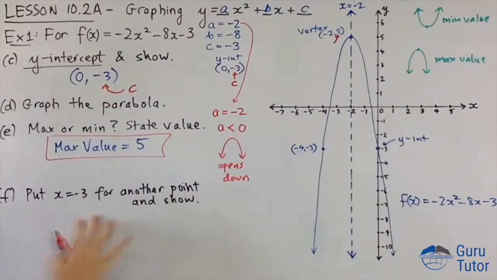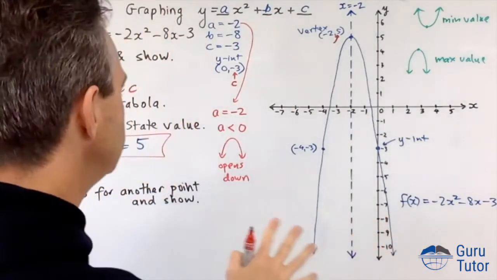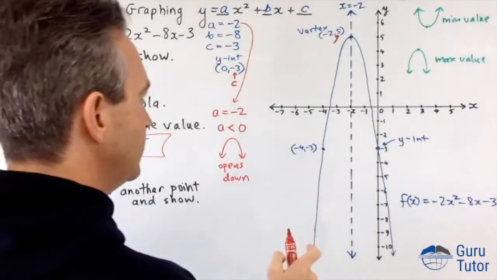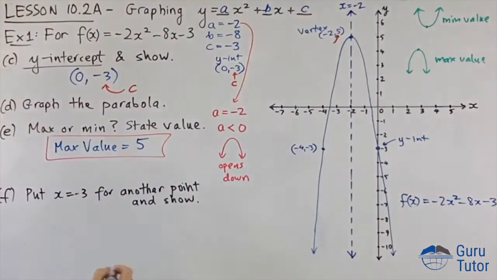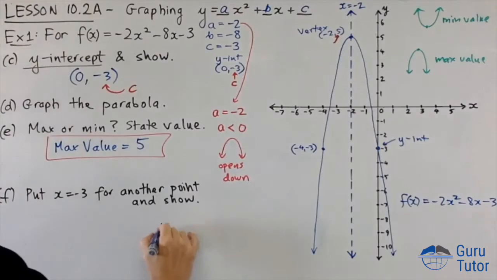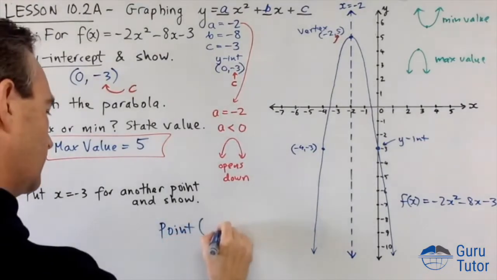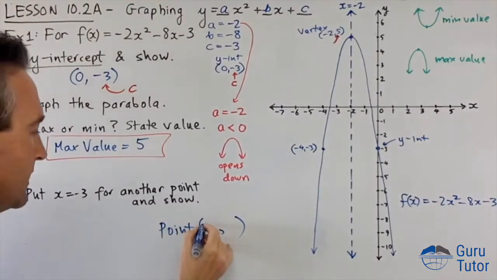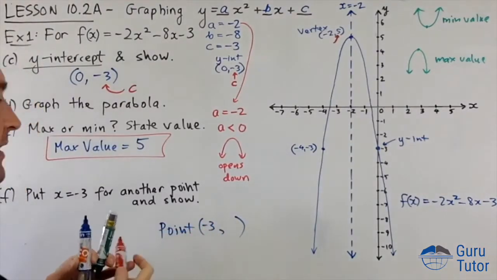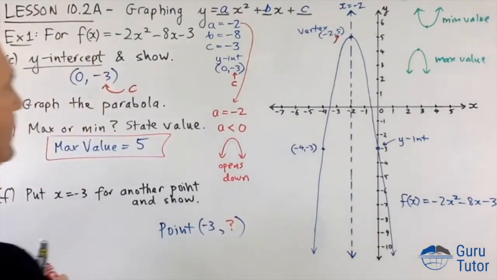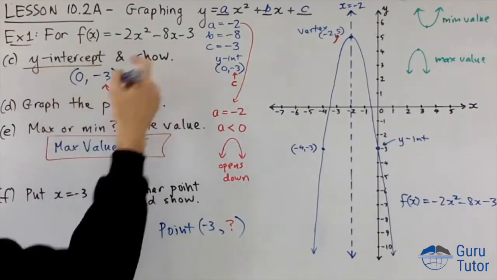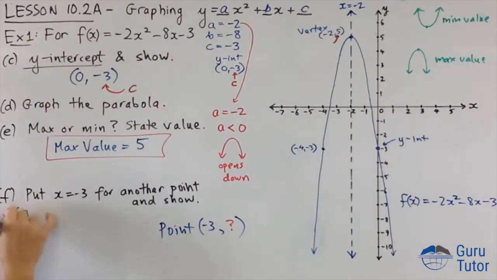And just to finish off, if we wanted to find another point on this, just to make sure what we've done is correct, I've just picked a random one here for the question. Put x equals -3 for another point and show it. What we're going to do is find another point on the parabola that has an x value of -3. How do we get the y value for it? Well, we go back up into the equation. We replace x with -3, so we're going to find f of -3.